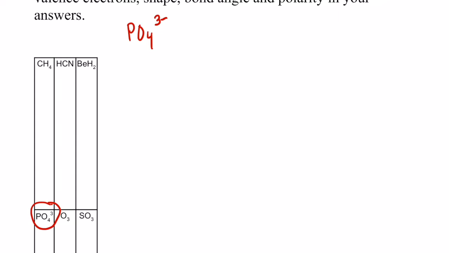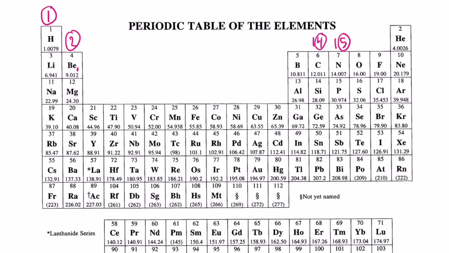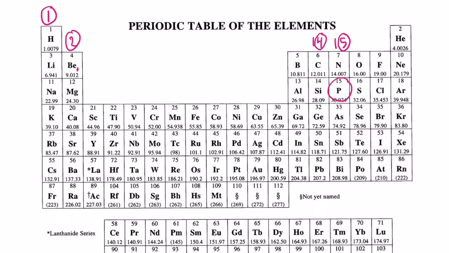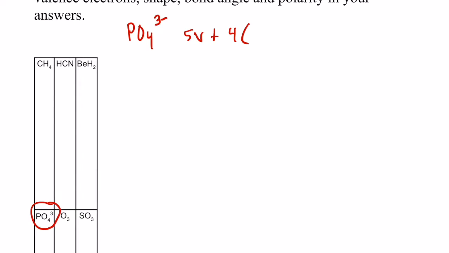So let's go ahead and figure out our valence. Let's find phosphorus. Phosphorus is right here. It's in group 15, so we know it has 5 valence. There are 4 oxygens, and oxygen's in group 16, so oxygen's configuration ends with 2s2, 2p4, for a total of 6 valence for each oxygen atom. So 6 valence for each oxygen.